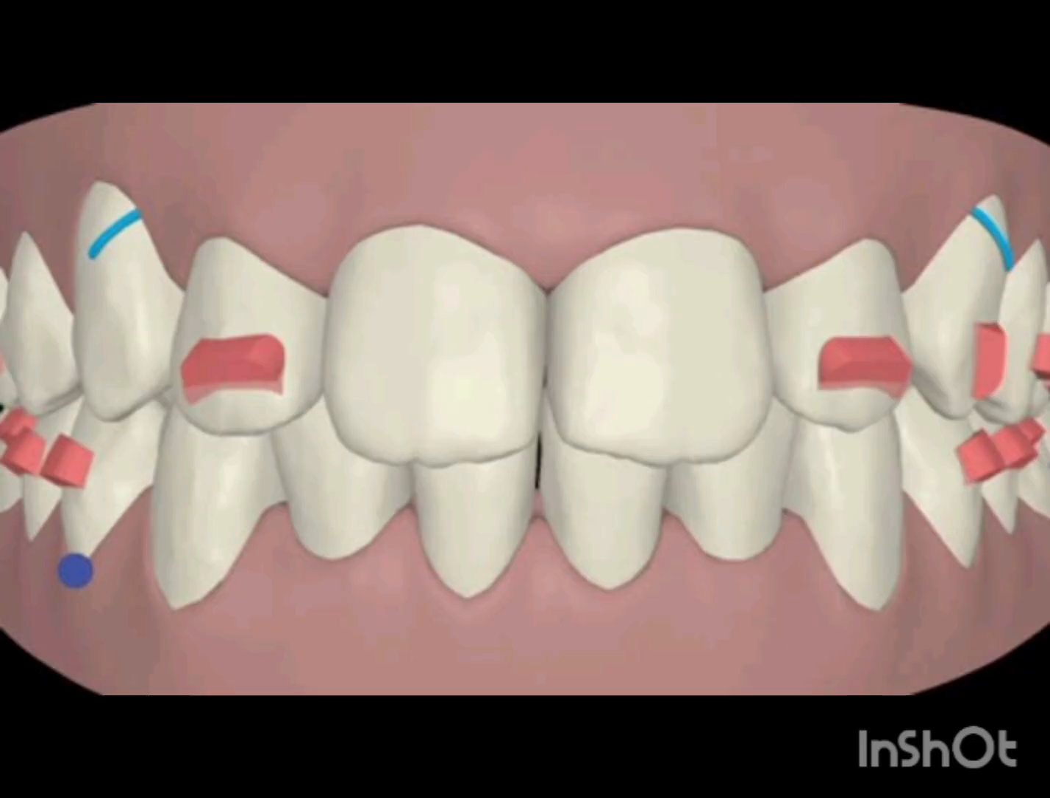Although ClinCheck is an Invisalign proprietary software, the principles discussed in this lecture apply to almost all the modern aligner planning software. Now, first, we have to understand what a ClinCheck is. ClinCheck is a 3D digital treatment planning platform used to design and visualize clear aligner treatment before fabrication begins.